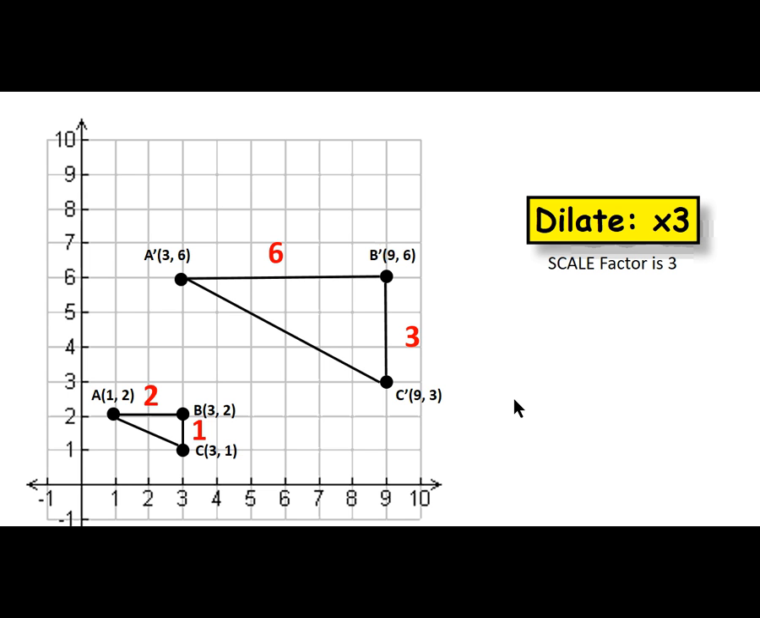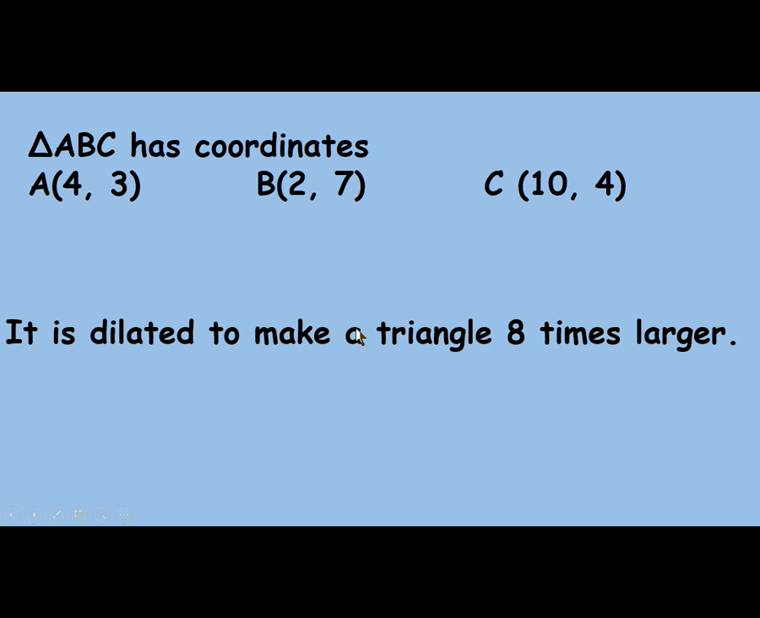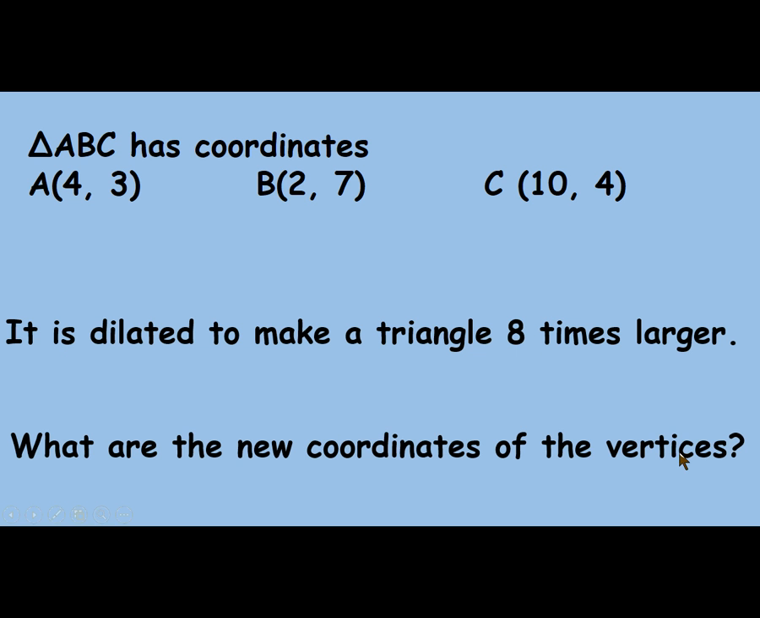One of the nice things about these problems is the arithmetic is easy enough that you don't really even need the graph to talk about dilations. For example, if we started off with a triangle and we're told the coordinates, triangle ABC has coordinates 4, 3, 2, 7, and 10, 4. We're going to make a dilation of this to make another triangle that's 8 times larger. What will the new coordinates of the vertices be?